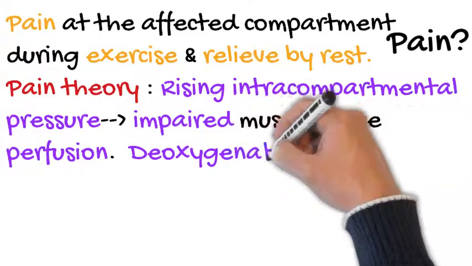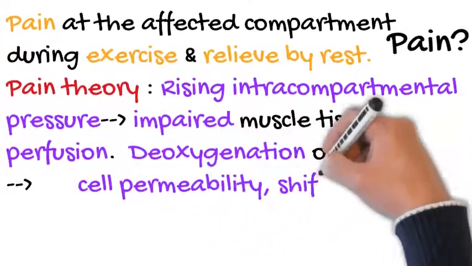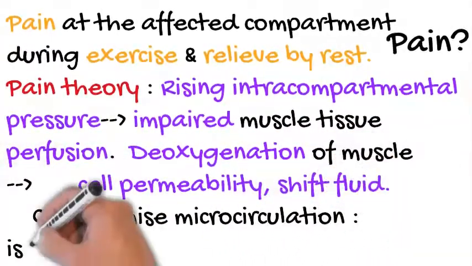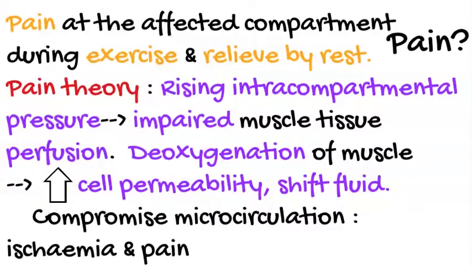Why is there pain? The pain at the affected compartment occurs during exercise and is relieved by rest. One of the theories of pain is that rising intracompartmental pressure impacts muscle tissue perfusion. Deoxygenation of muscle results in increased cell permeability, causing a shift of fluid into the interstitial space. Compromise of the microcirculation leads to ischemia and pain.